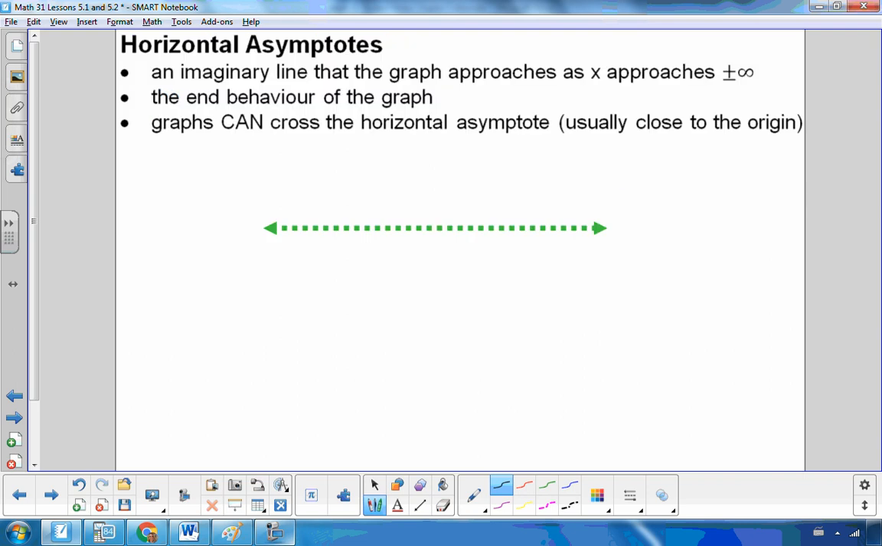Okay, horizontal asymptotes. Horizontal asymptotes are an imaginary horizontal line that the graph approaches as x approaches positive and negative infinity. Because of that definition, I know that it is talking about the end behavior. So since we're focused on the end behavior, what the extreme ends of the graph are doing, I can still cross a horizontal asymptote in the middle because it's not based on a restriction. It's not based on division by 0. So the graph can cross the horizontal asymptote. It usually happens in the center of the graph. Let's look at some examples.